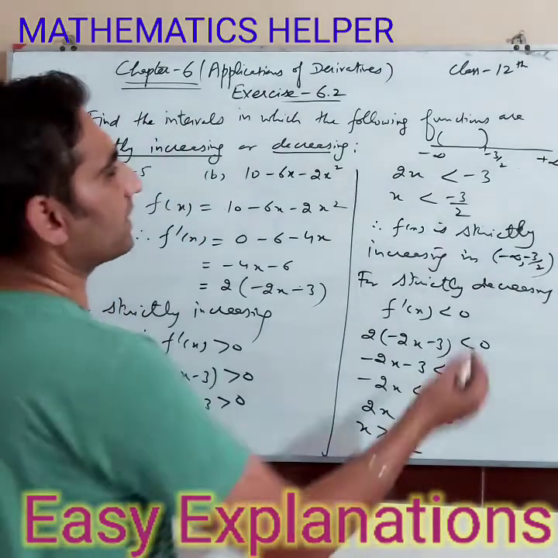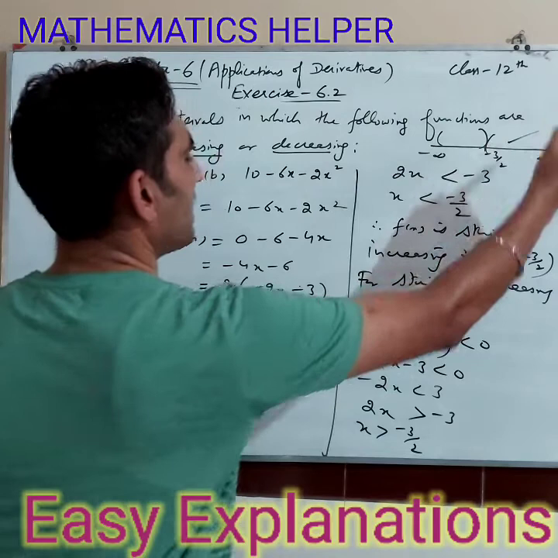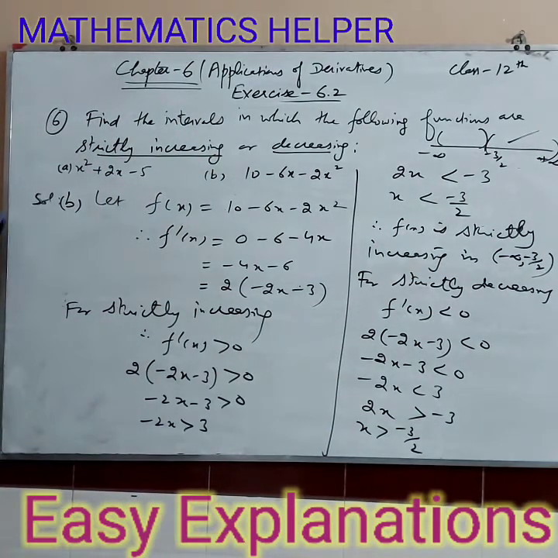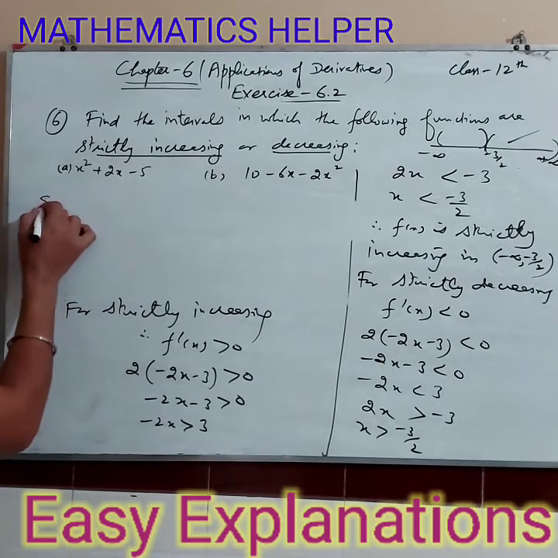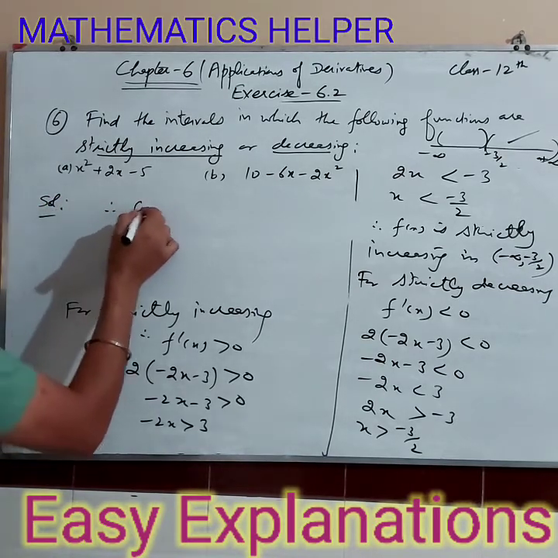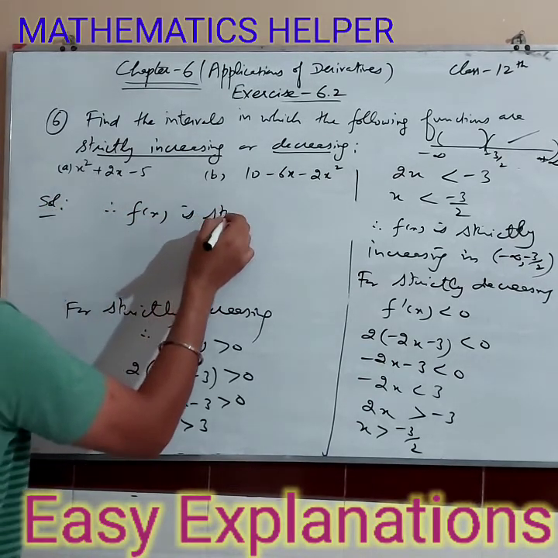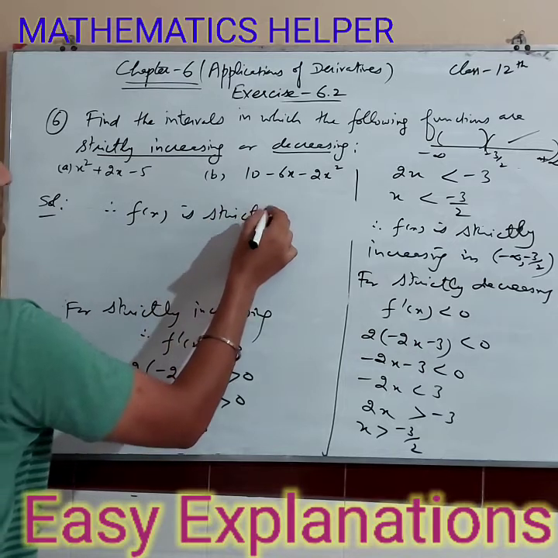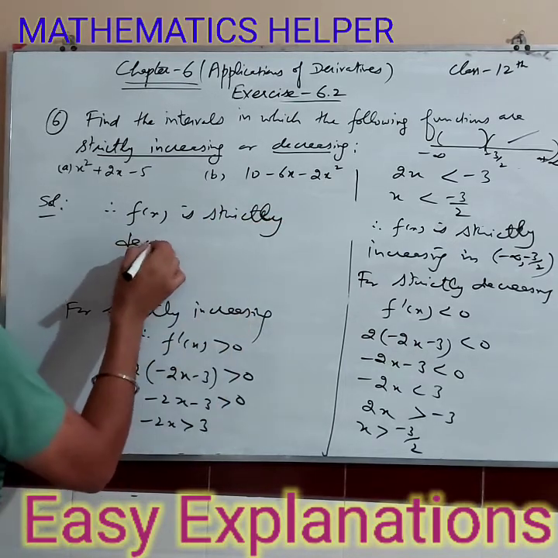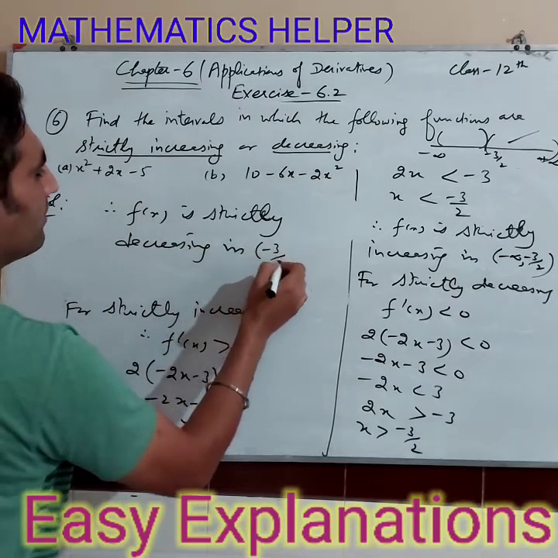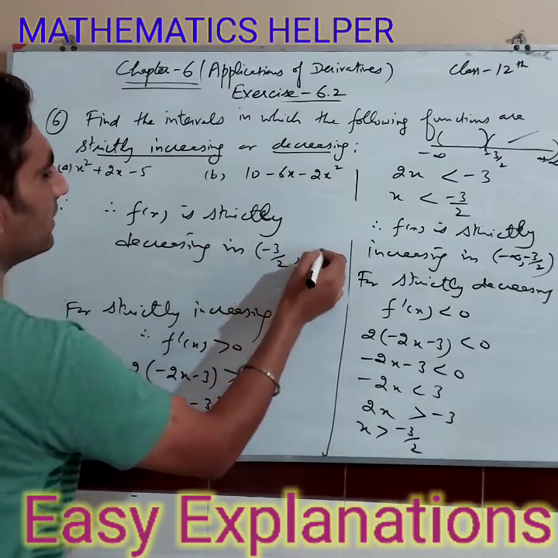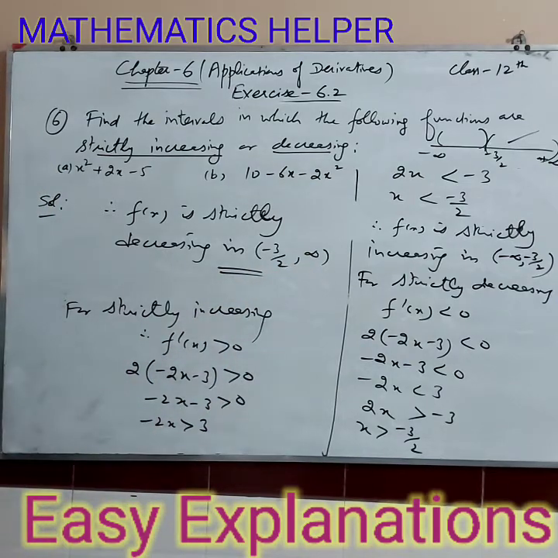What are the numbers greater than minus 3 over 2? This gap. So we can say, therefore, I am going to write the answer of this. Therefore, fx is strictly decreasing in this gap between minus 3 over 2 and infinity. So this was part number 2.